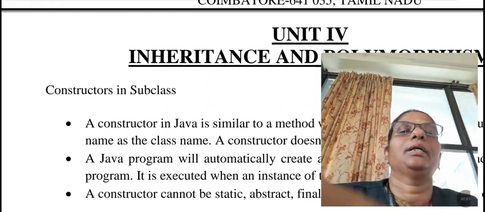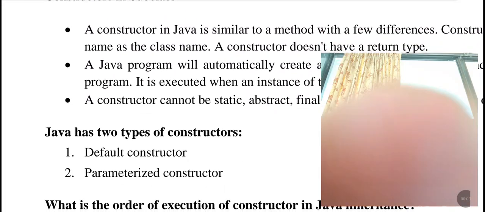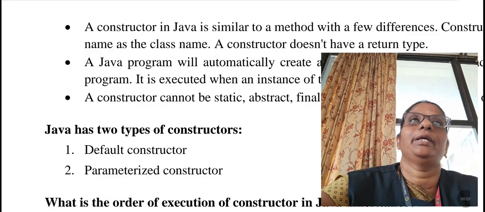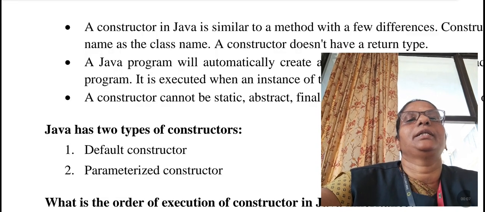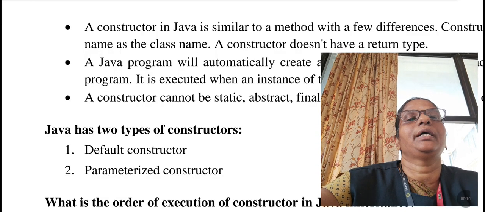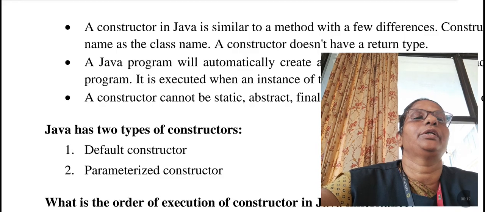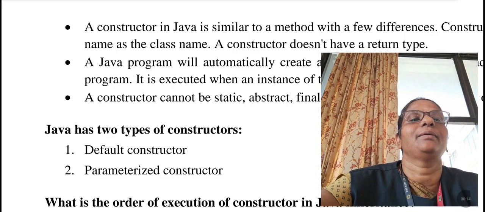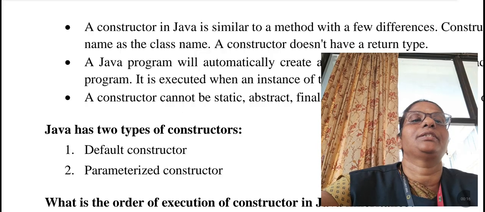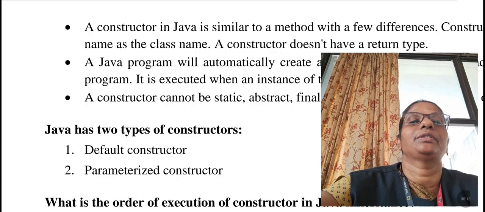Next one is constructors in subclasses. In the inheritance concept, the next main concept is constructors in subclasses. A constructor in Java is similar to a method, with a few differences. The constructor is named as the class name, and it does not have any return type. So that is a constructor.